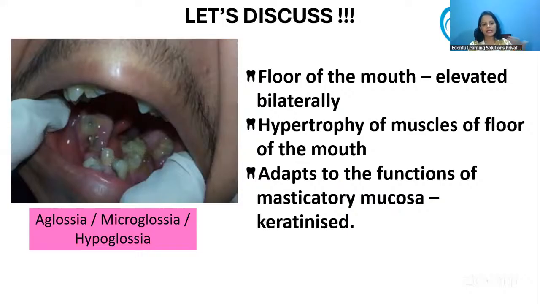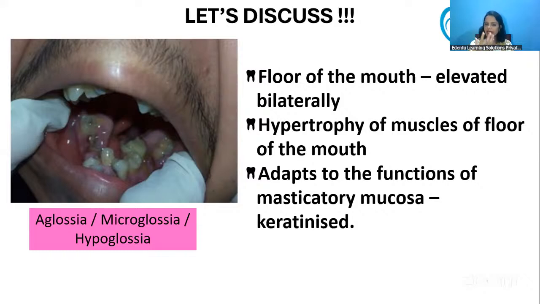Now, in patients with aglossia, microglossia or hypoglossia, that is absence of the tongue or a small tongue, the floor of the mouth will be elevated. Why? Because there will be hypertrophy of the muscles present in the floor of the mouth. When the tongue is not present, the floor of the mouth gets adapted to the bolus, chewing process and bolus formation.